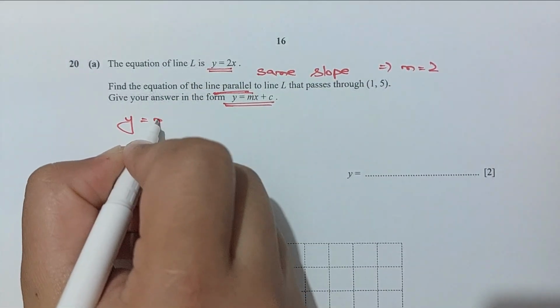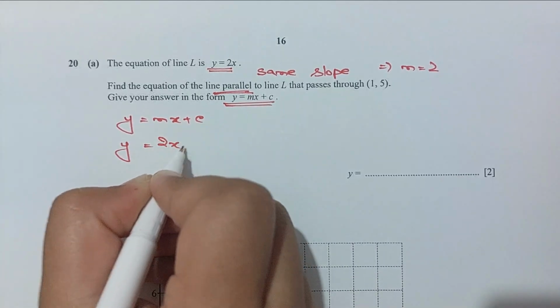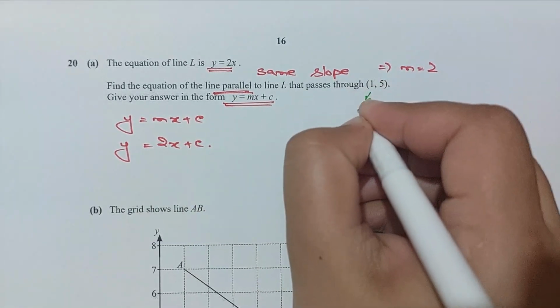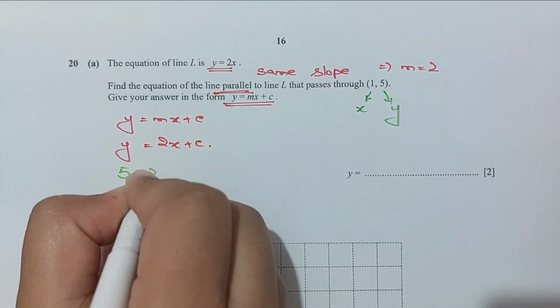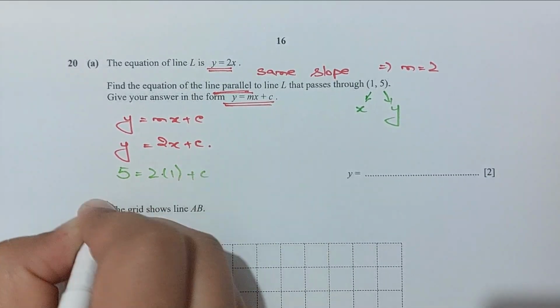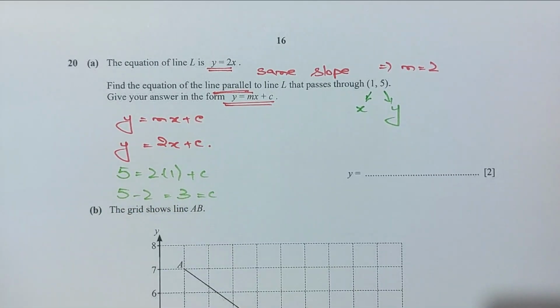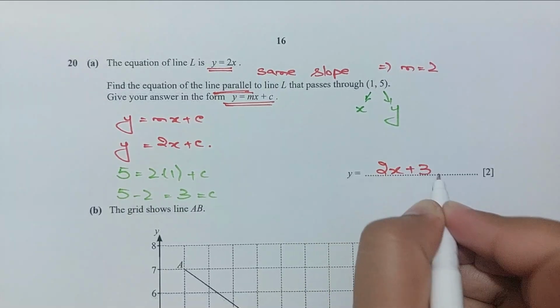y equals mx plus c. y equals 2x plus c. To get the c value, we have to plug in this point. x equals 1 and the y value is 5. 5 equals 2 times 1 plus c. 5 minus 2 is 3. This equals c. So the equation is y equals 2x plus 3.